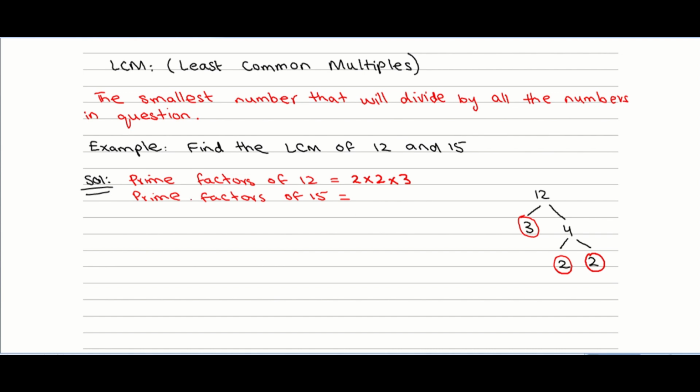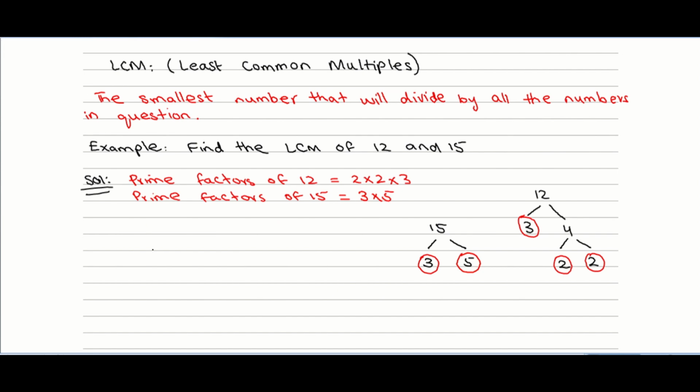Similarly, we will find the prime factors of 15. We can write 15 as 3 times 5. Both of them are prime numbers, so we circle them, and we have 3 times 5. After finding the prime factors of both numbers, we have to find the factors that are common in both the numbers, and the factors that are uncommon.